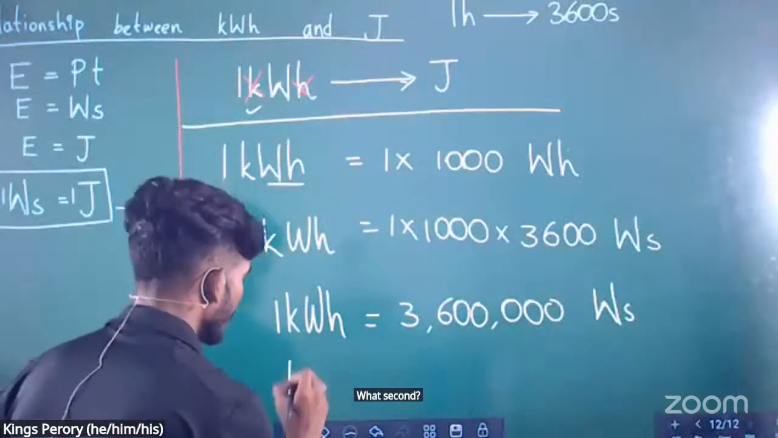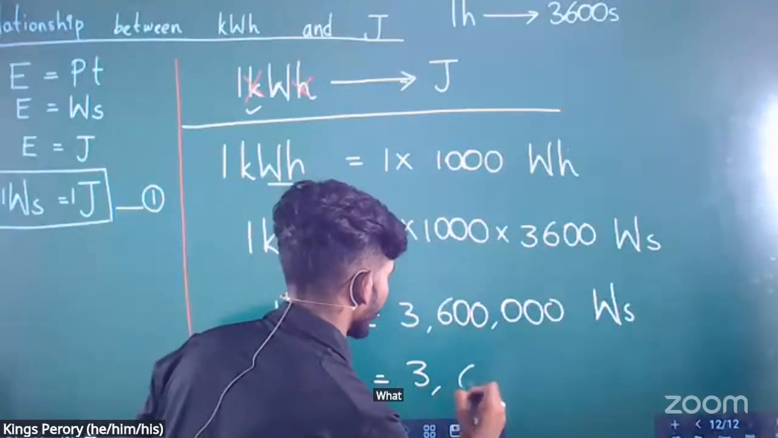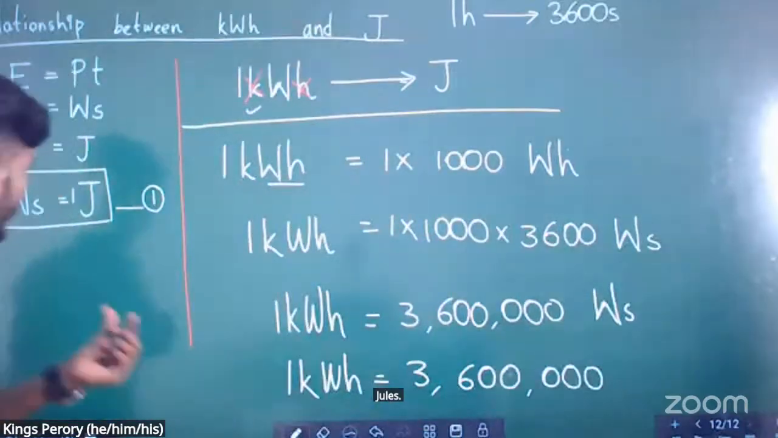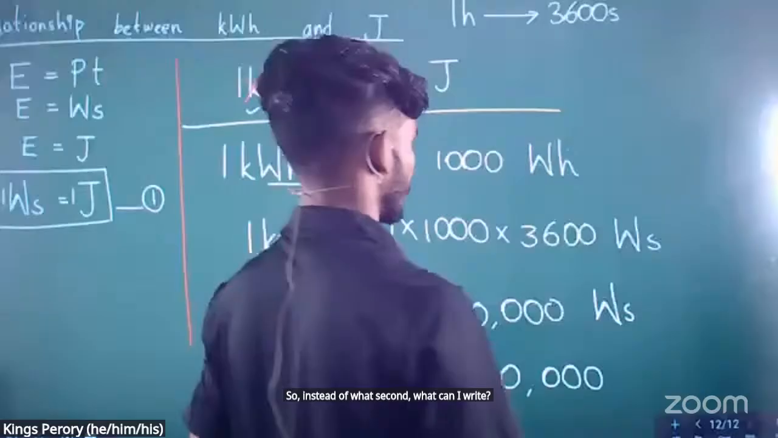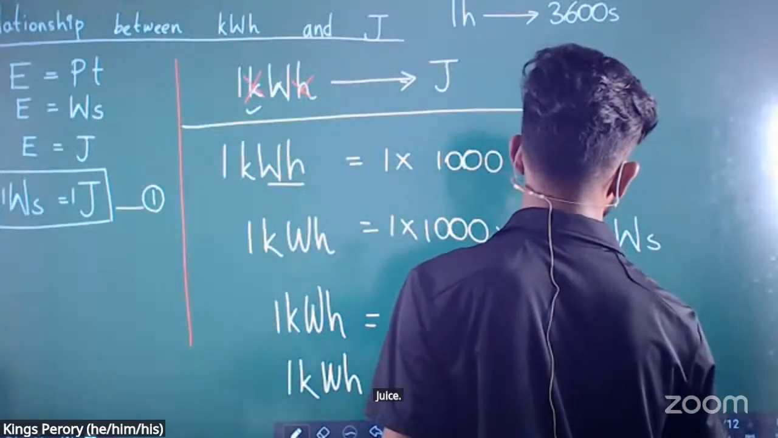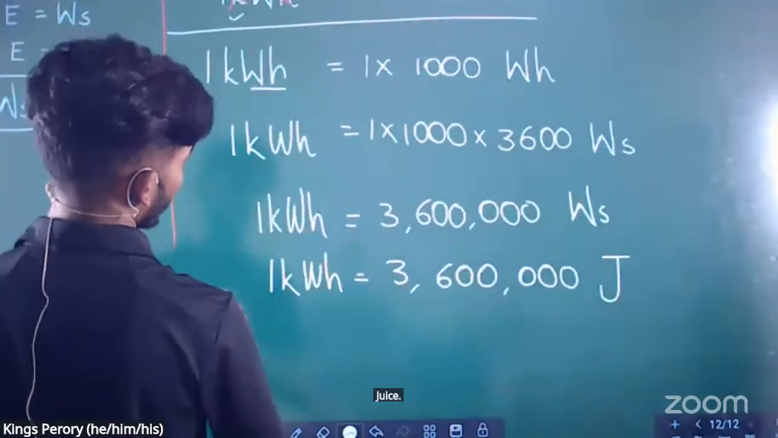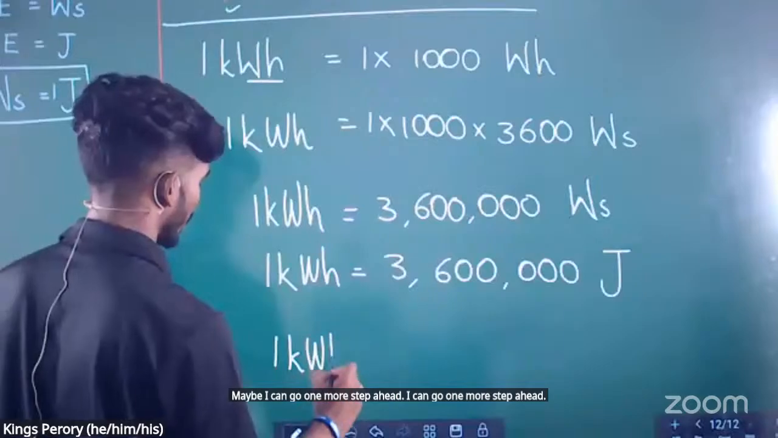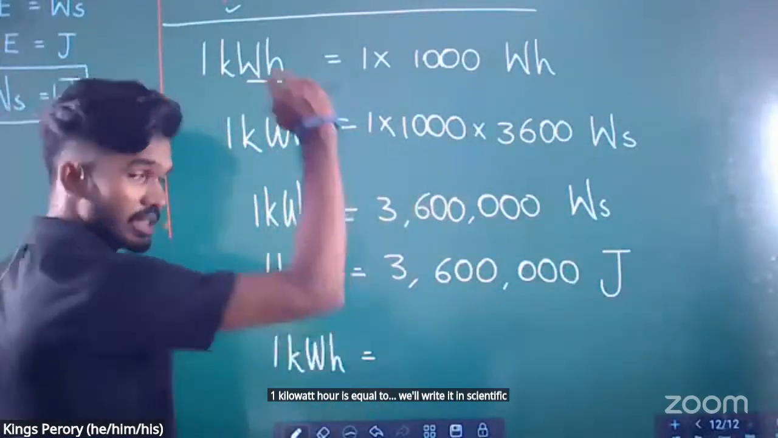Tell me, what is a watt second? Joules. So instead of watt second, I can write joules. Maybe I can go one more step ahead. 1 kilowatt hour is equal to, we'll write it in scientific notation. Tell me this in scientific notation.